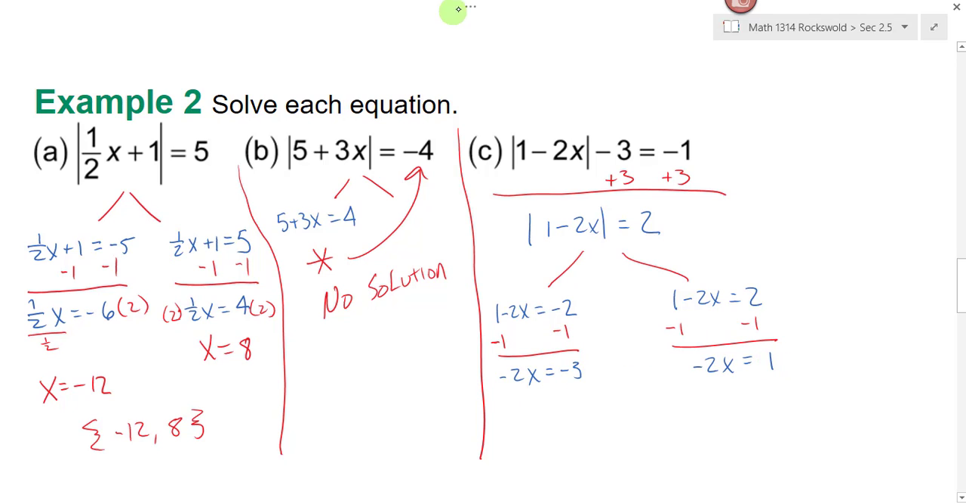How do I get the x by itself now? Divide by what? -2. What you do to one side, you have to do to the other, and I'm going to go ahead and solve both of these simultaneously. So I end up with x equals 3/2 and x equals -1/2. So my solution set would be the numbers -1/2 and 3/2. There's two values of x that make this equation true.